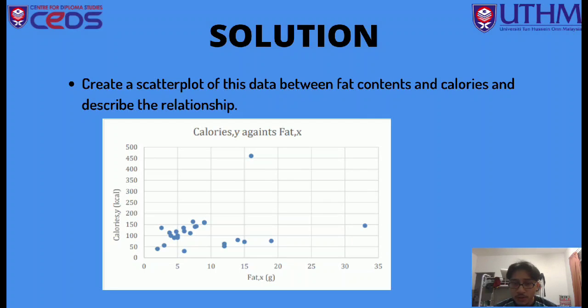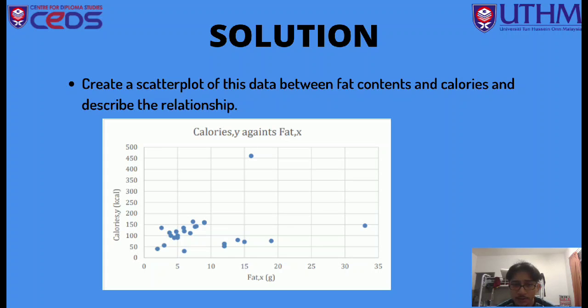So for the solution, we have four questions for our PBL. The first question is we have to create a scatter plot of this data between fat content and calories content, and we have to describe the relationship. So this is our graph or scatter plot, where the x-axis is fat, and the unit is gram. For the y-axis, we have calories.